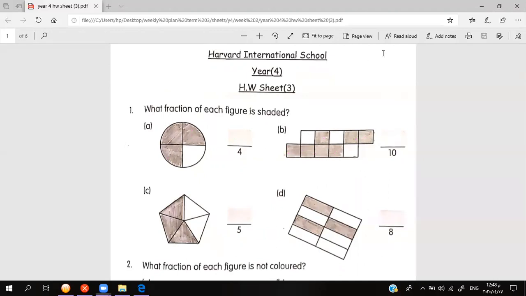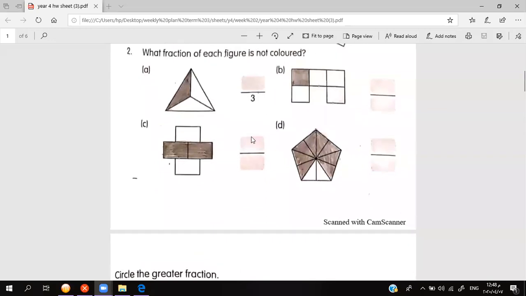It's very easy. Now here, what fraction of each figure is not colored? Huh? Not colored. It's a trick. Not colored. Here I have 2 over 3. Here, how many not colored? Let's count. 1, 2, 3, 4. So I have 4 from how many? 4 from 5, because they are all 5.